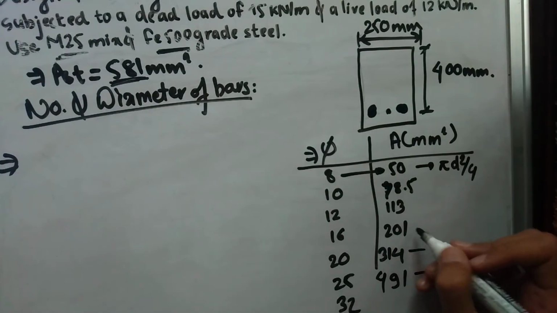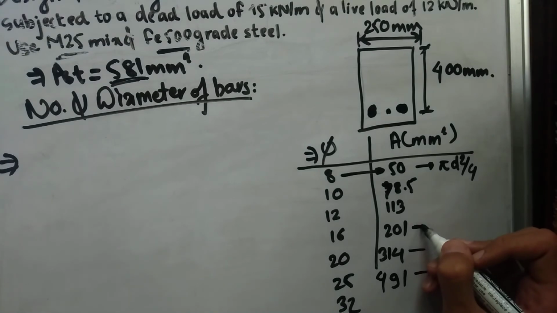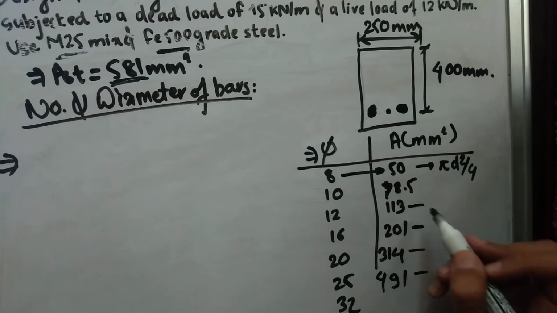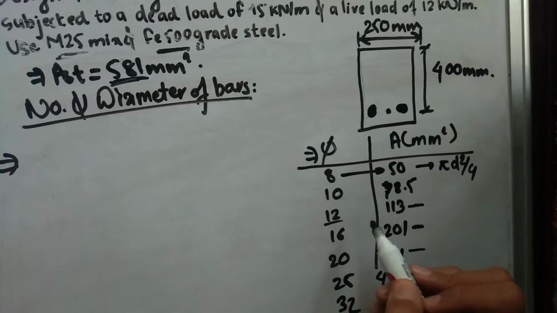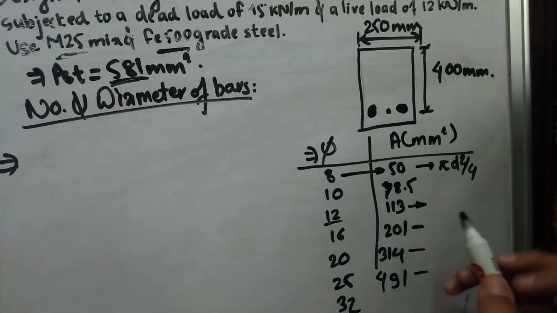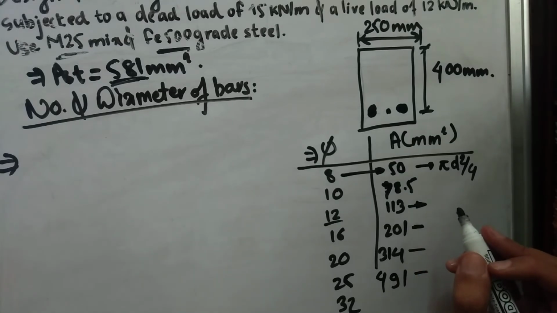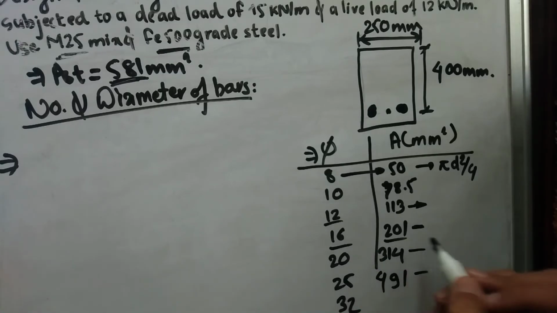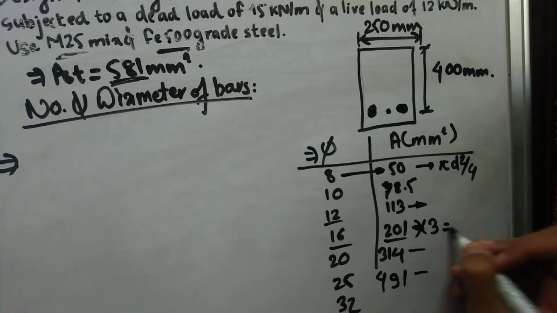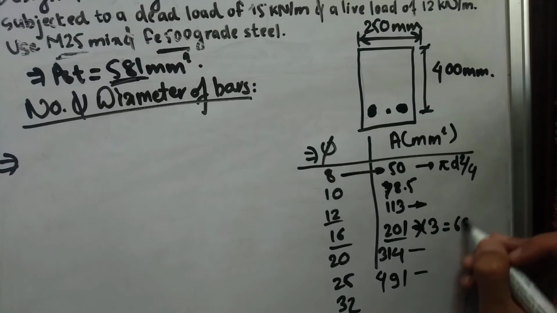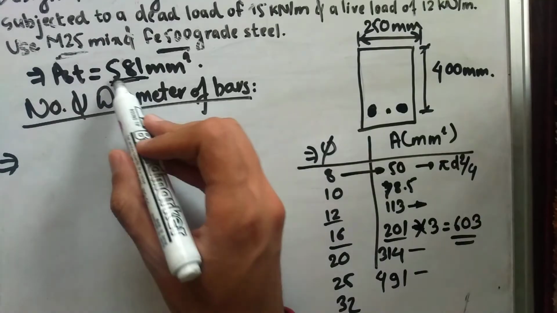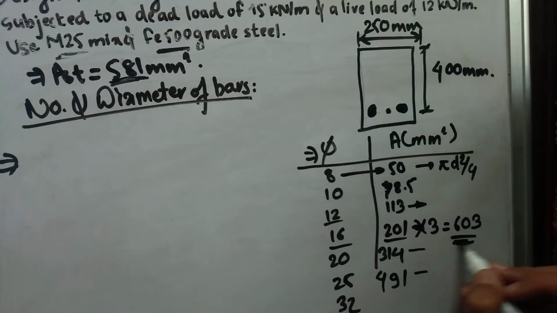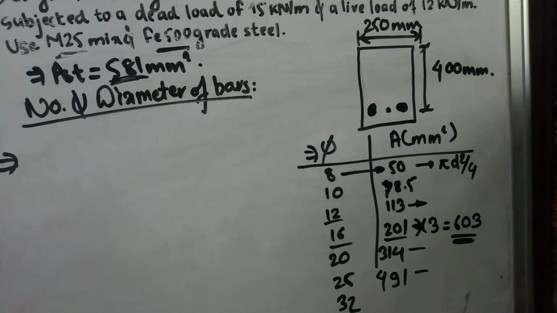What I can do is use 2 bars of 16 mm, and manage by using a certain number of 12 mm bars as well. Or I can directly use 3 bars of 16 mm. So I have 201 into 3, which is equal to 603. My area required is 581, and 603 is quite close to 581. So this design is acceptable.